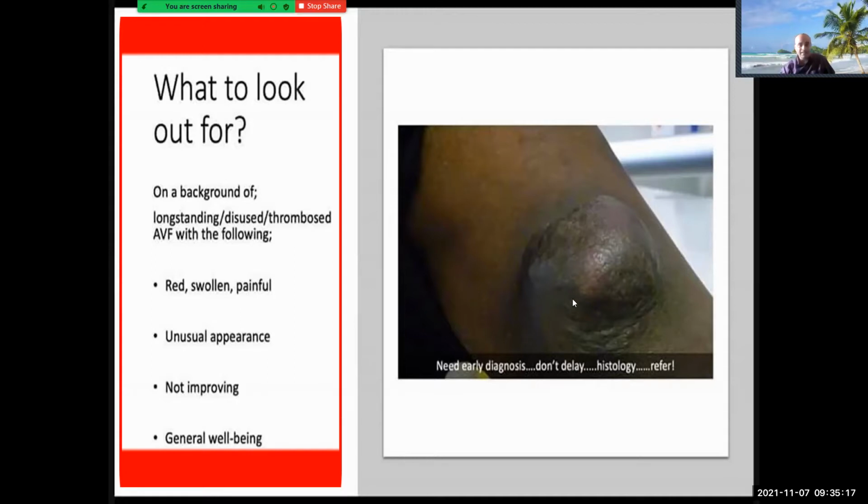Long-standing disused or not used thrombosed fistula with the following criteria: red, swelling, painful, unusual appearance.